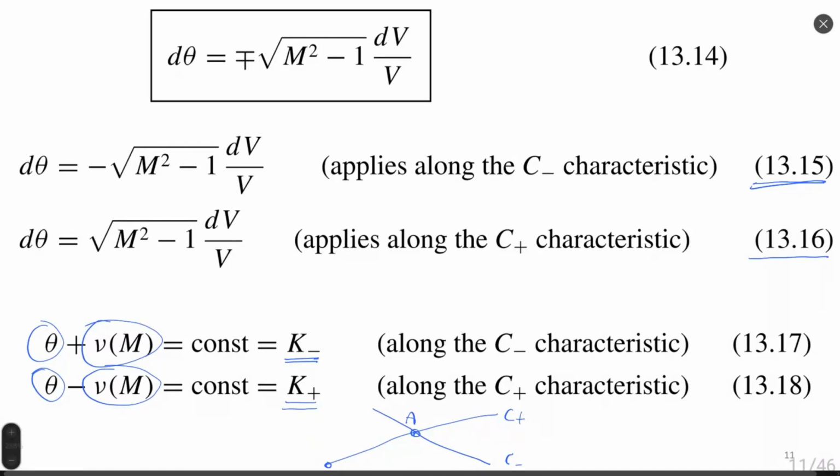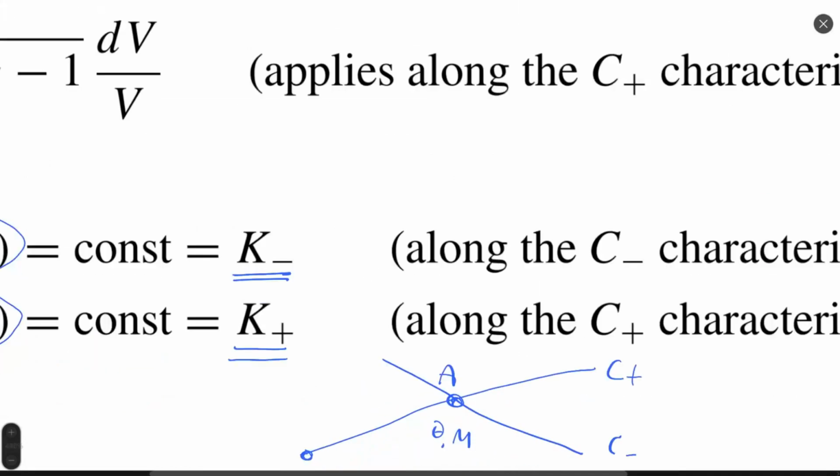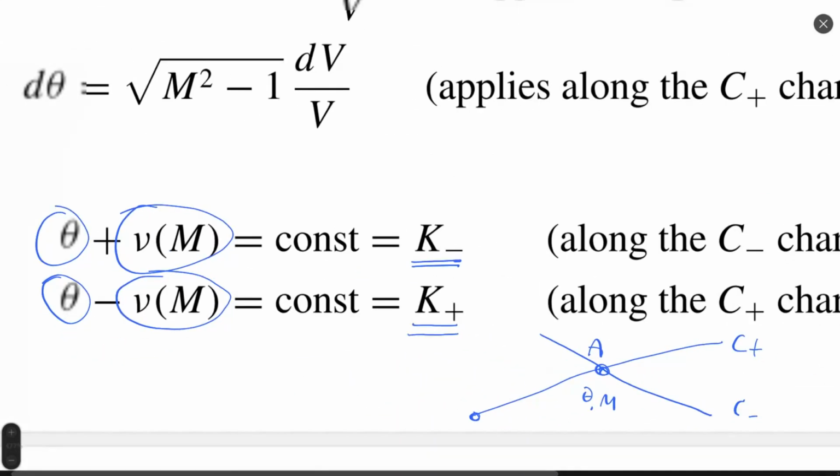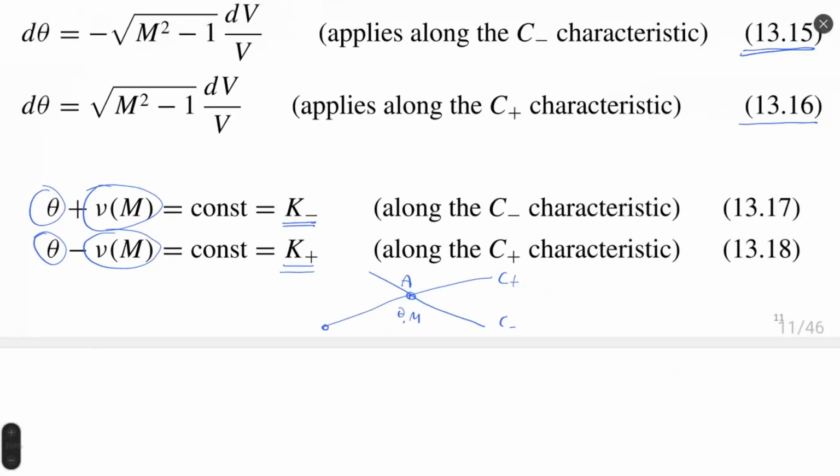For example, we know parameters at point A. So we know theta and we know Mach number at point A. Using this function 17, we can calculate constant K minus or K plus, no matter. They will be different, sorry. And this constant would be the same along the line, anywhere along the line would be the same value of this constant.